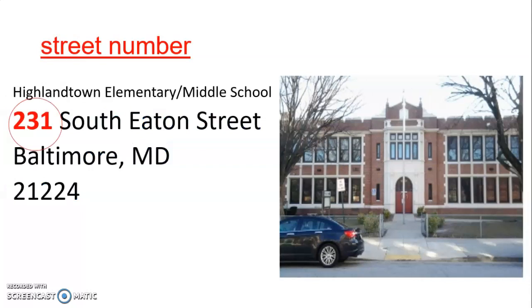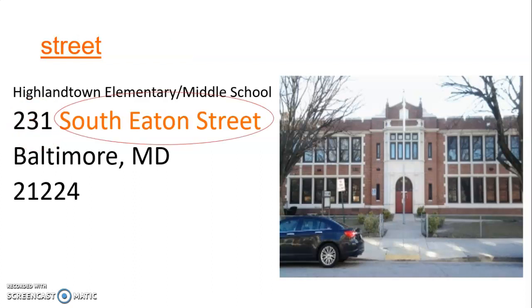The street number is 231. That's the street number, 231. The street is South Eaton Street. Pero a veces no es siempre street. Algunas calles son avenue or road or place, se depende. Or highway.